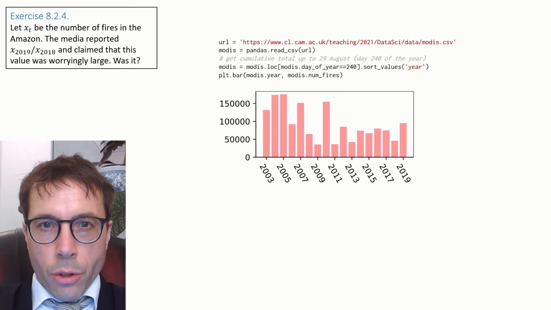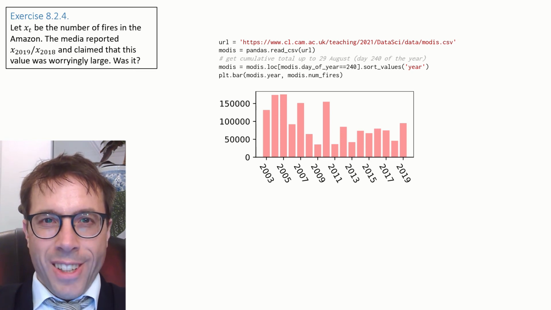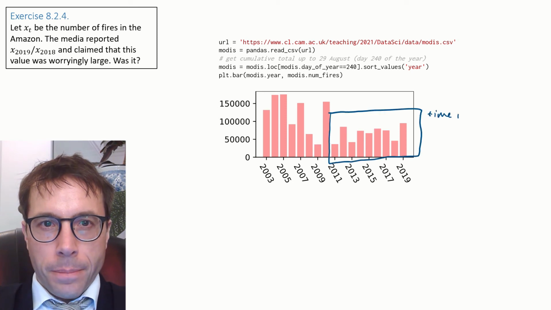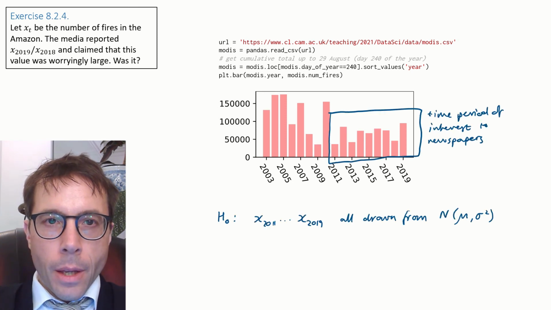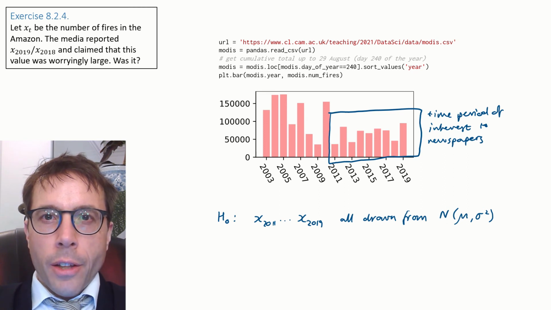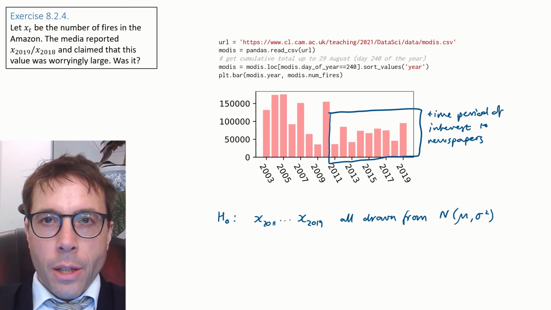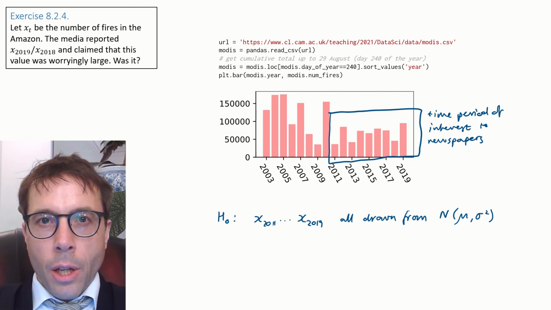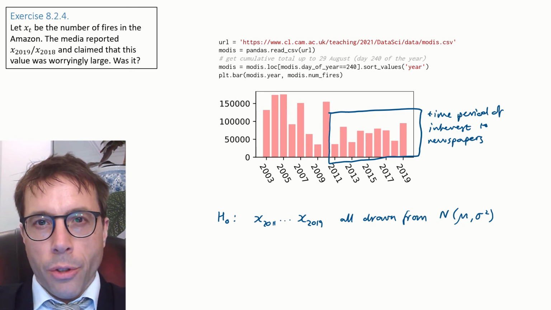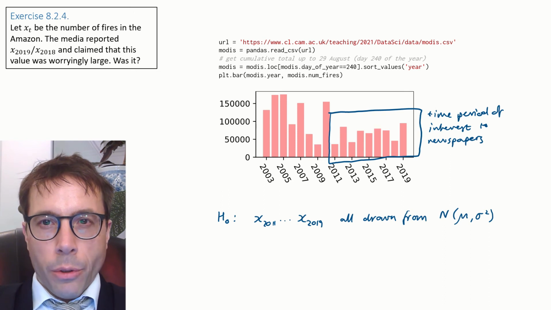The first thing to do, of course, is to plot the data. Next, set out our model and our null hypothesis. The time period that newspapers were interested in is 2011 to 2019. This is because Dilma Rousseff came to power in 2011 and Bolsonaro in 2019. And the narrative is that the uptick in fires represents a policy change by Bolsonaro. So we're only going to model the data from 2011 onwards.